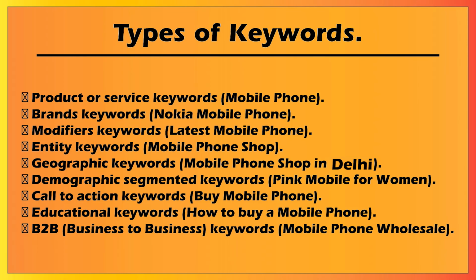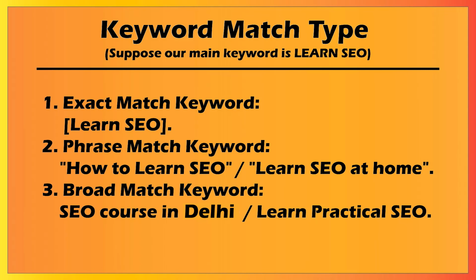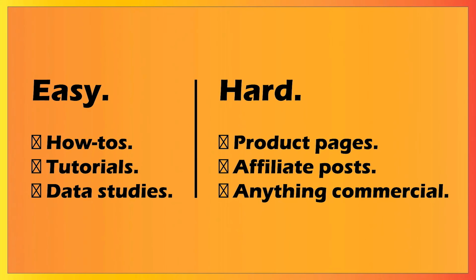Types of keywords. Keyword match type. Suppose our main keyword is learn SEO. Exact match keyword: learn SEO. Phrase match keyword: how to learn SEO. Broad match keyword: learn practical SEO. Easy: how-tos, tutorials. Hard: affiliate posts, anything commercial.